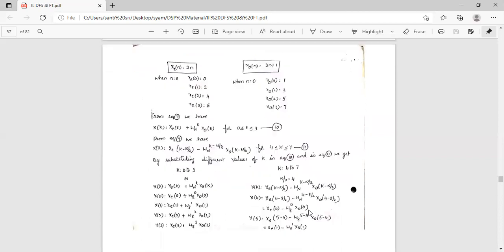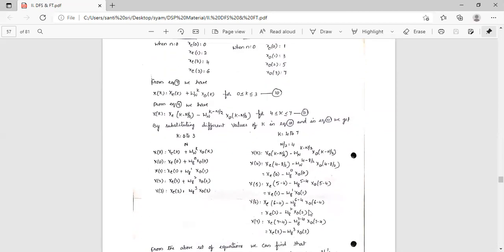Okay, so by substituting these values, so k equal to 0 to 3, then x of k will become xe of k plus wn power k into xo of k. So it will become x of 0 is equal to xe of 0 plus w8 power 0 into xo of 0. X of 1 is xe of 1 plus w8 power 1 into xo of 1. X of 2 is xe of 2 plus w8 power 2 into xo of 2. And x of 3 is xe of 3 plus w8 power 3 into xo of 3.